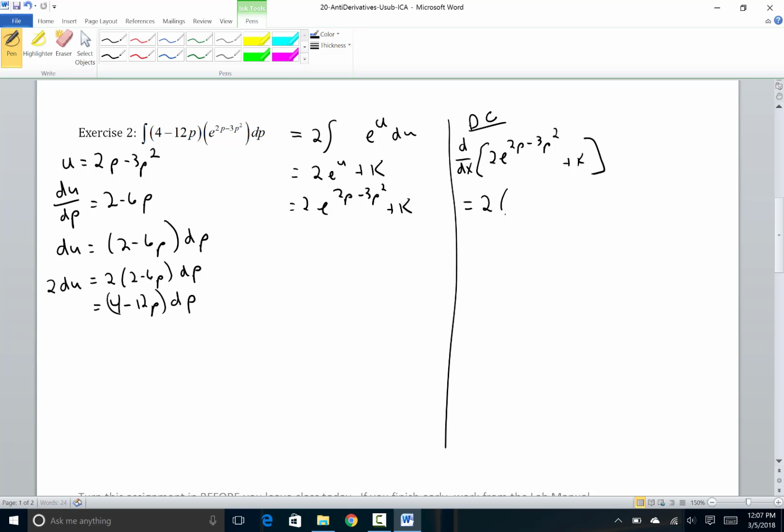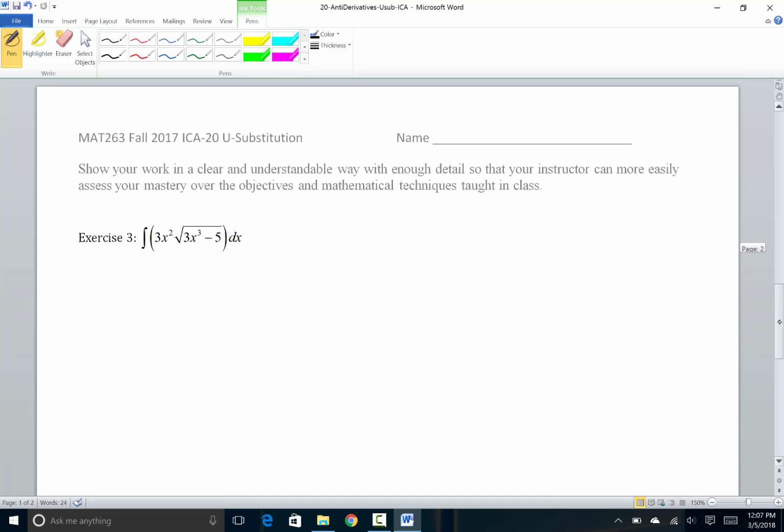All right, so take the derivative. So the 2 is a coefficient. E stays the same times the derivative of the exponent plus k. Derivative is always 0. So now multiply by the 2. And you got it. Next example.